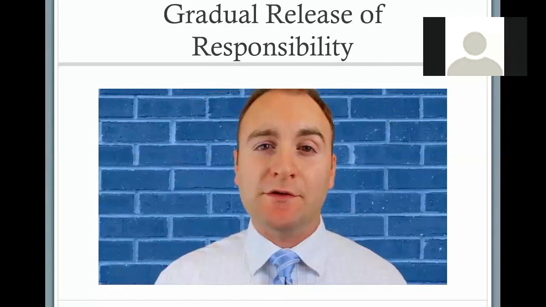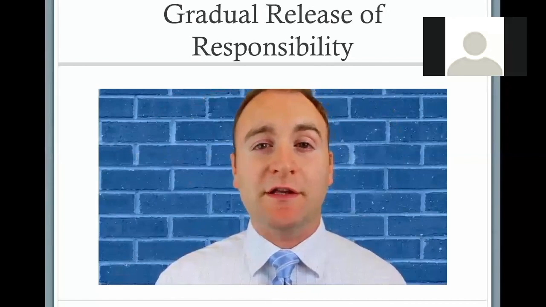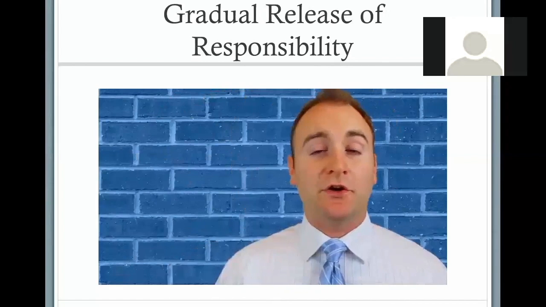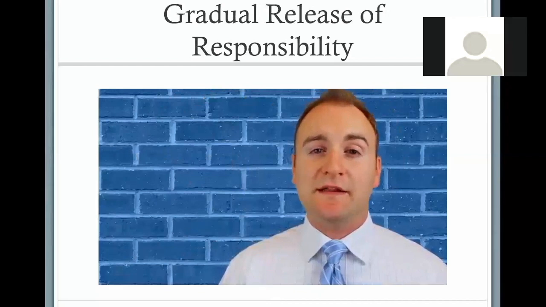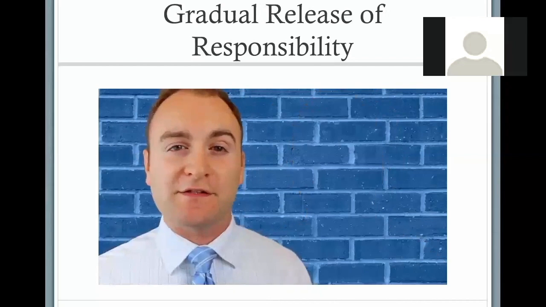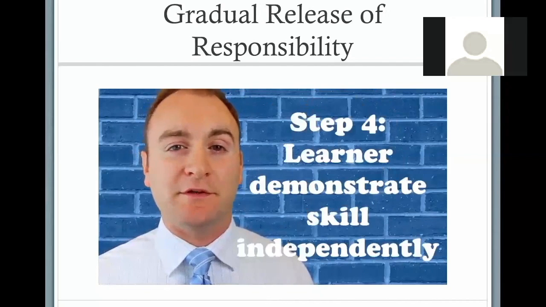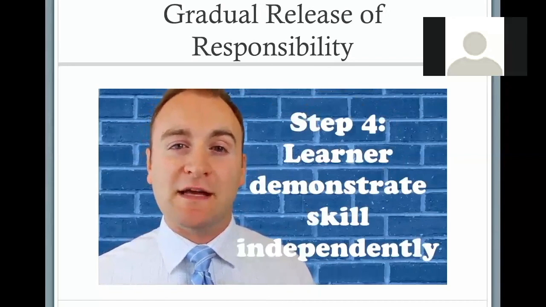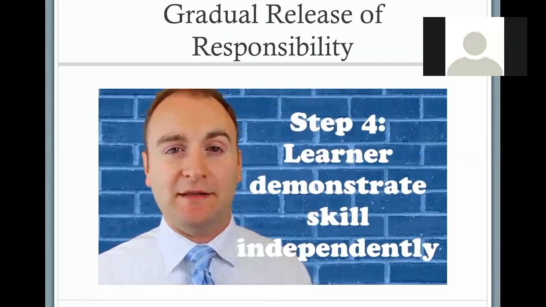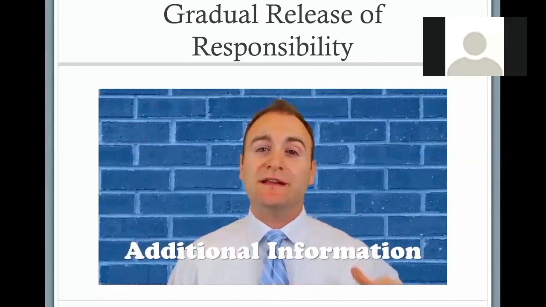Students might use their peers or support from the teacher as he or she circulates the room to solve a problem. The teacher can also use this time to pull kids aside that might need additional instruction. In the final step, students are given all the responsibility for the instruction and are asked to demonstrate the skill independently. It's important to note that this model is not a straight line continuum.